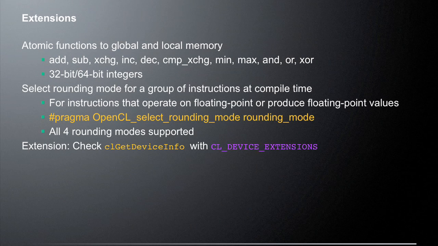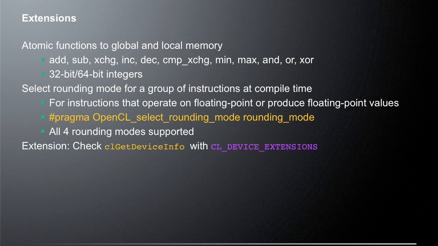Atomic functions, for example, are one of the optional extensions to OpenCL, and these functions allow you to do atomic operations to global and local memory. There are 32-bit and 64-bit integers only, and you can do things such as add, subtract, exchange. Again, for all the atomic operations and a description of them, please refer to the spec. One of the extensions is selecting rounding mode for the different instructions at compile time. There are lots of optional extensions, and I highly recommend going to the spec and reading how these optional extensions and the rounding modes are used, because it's quite verbose and the spec is a very good resource for this.